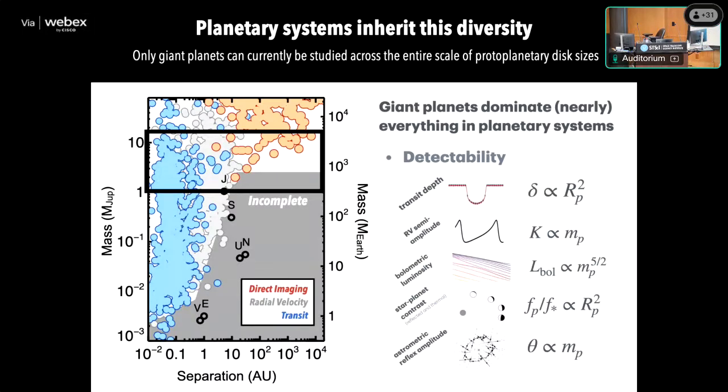The transit depth scales as the planet radius squared. The RV semi-amplitude scales as planet mass. The bolometric luminosity scales as mass to the 2.5. The contrast, both in thermal emission and in reflected light for a planet with direct imaging, scales as the size of the planet. And then the astrometric reflex motion scales as planet mass. And all this is to say that radii and masses matter. They scale as powers of 1 to a few. So giant planets are easier to find with all these methods.